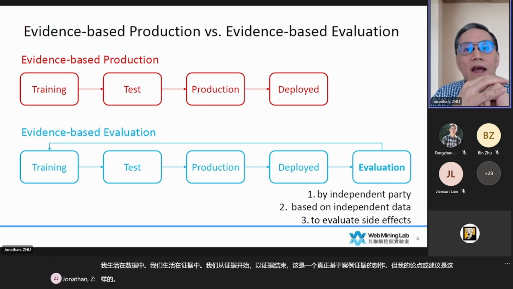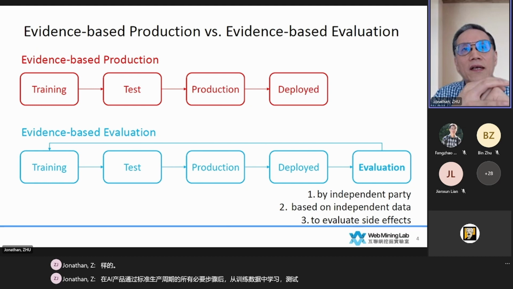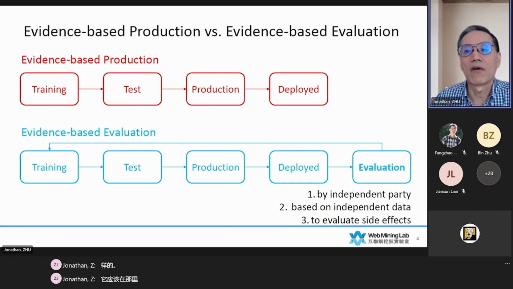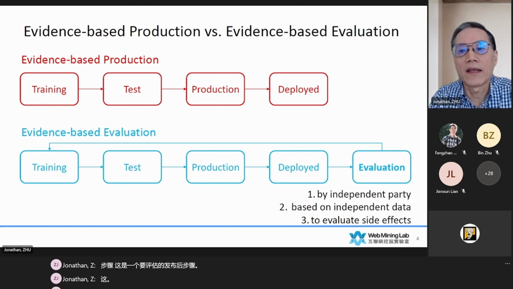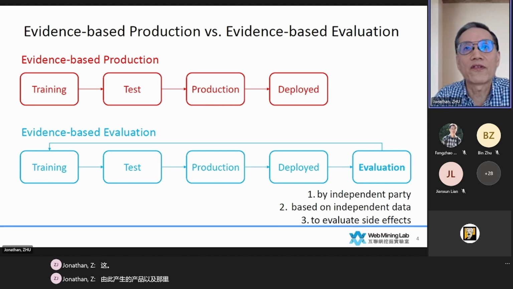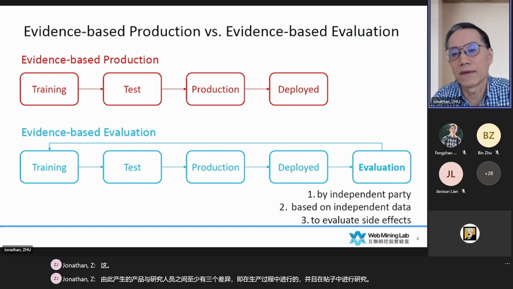after an AI product goes through all the necessary steps of the standard production cycle, starting from training data, test, production, and deployment, there should be one more step. It's a post-launch step to evaluate the resulting product. And there are at least 3 differences between the research that's conducted during the production process and the research in the post-deployment stage.